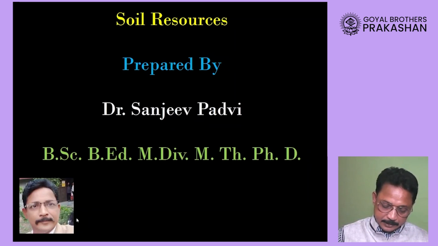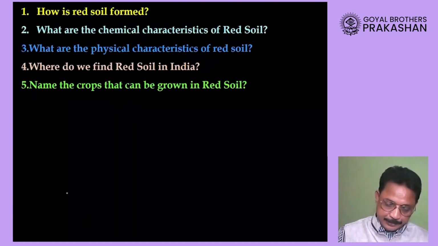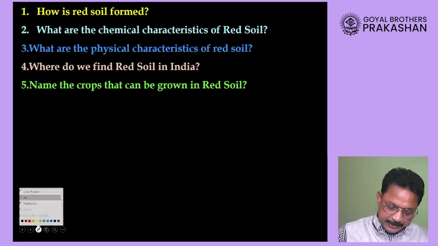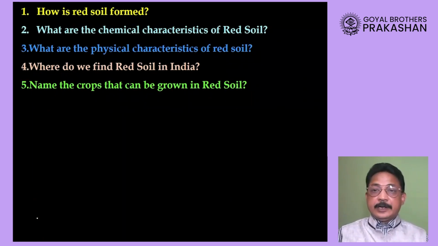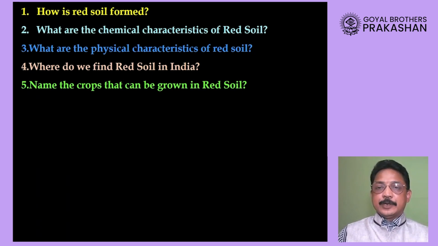And now let us look at the first question. How is red soil formed? The answer is very simple. Red soil is formed by the disintegration of ancient metamorphic rock.